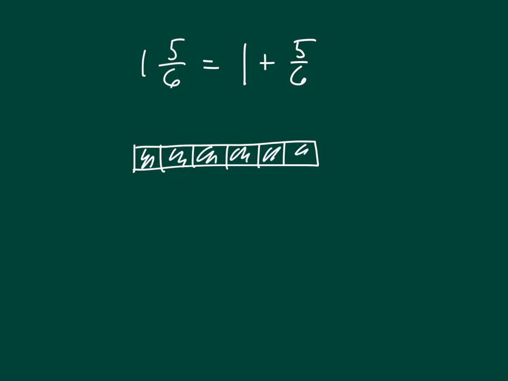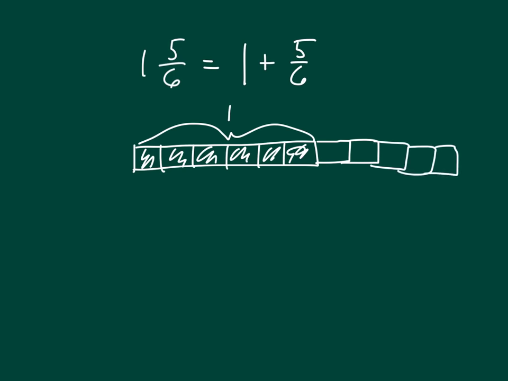6/6. And then we will add 5 more of those, 5/6. And we would label that as well. So that is how we would model that mixed number.